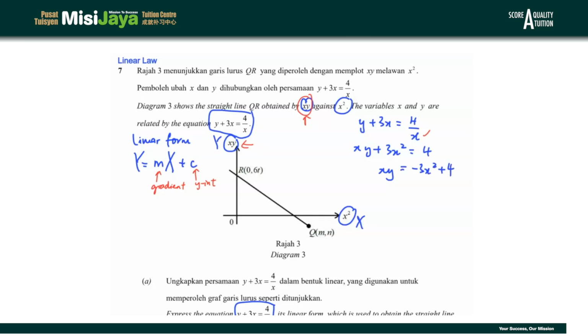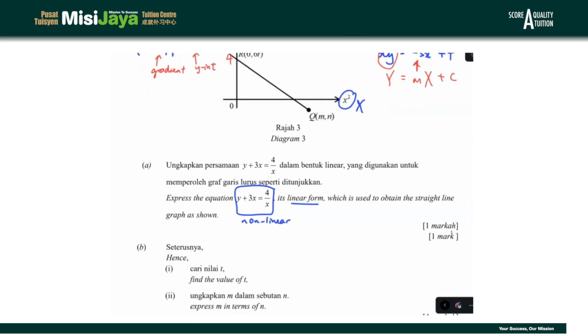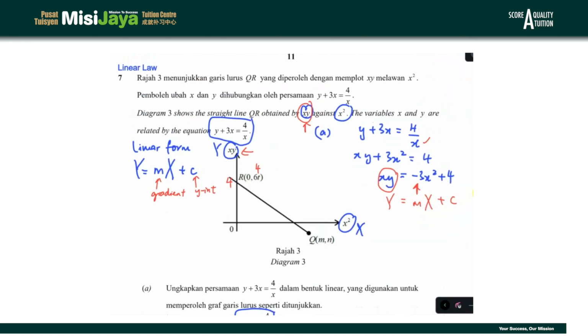So have we gotten our linear equation yet? Yes, we already have our linear form. Because this is our big Y equals m, which is negative 3, and then x squared is my big X, and then plus c, which is 4. So we can get the value of t already, right? Anyways, this is question A, and question A is only 1 mark. Can you see here? 1 mark. So this final answer is 1 mark.